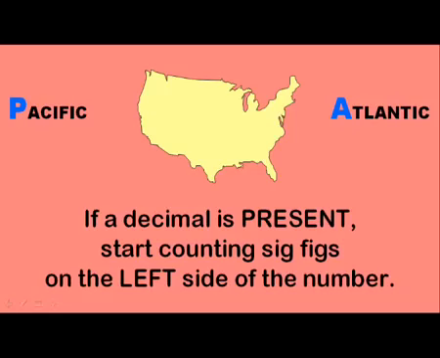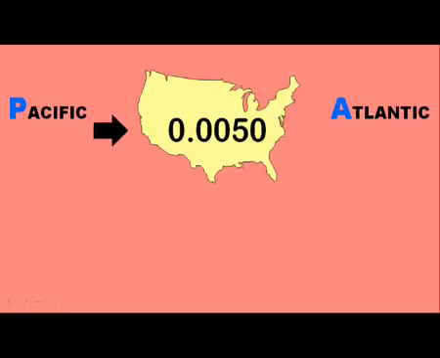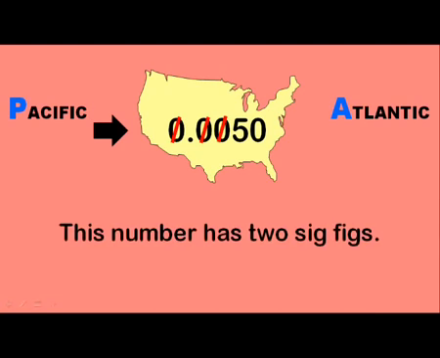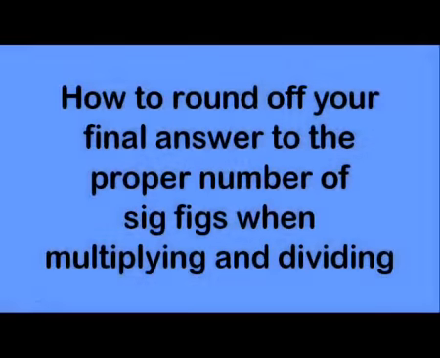Now if a decimal is present, we start counting the sig figs on the Pacific Ocean side of the number. In this case, the number is 0.0050. Once we skip over the leading zeros on the left side of the number, and we come to a non-zero digit, we count every single digit from that point on. Therefore, this measurement has exactly 2 significant figures.